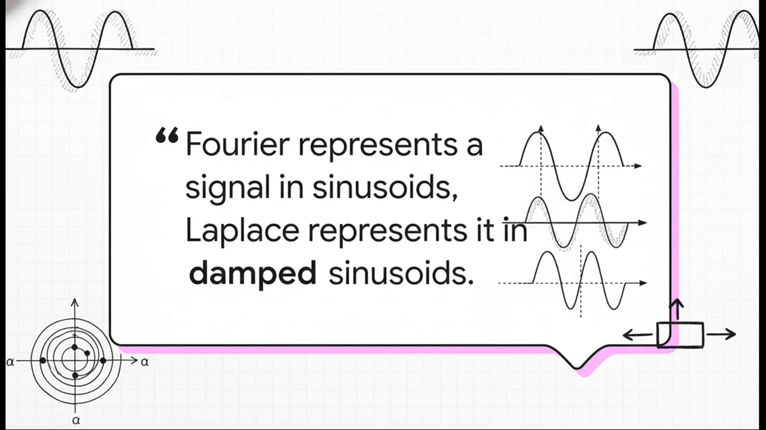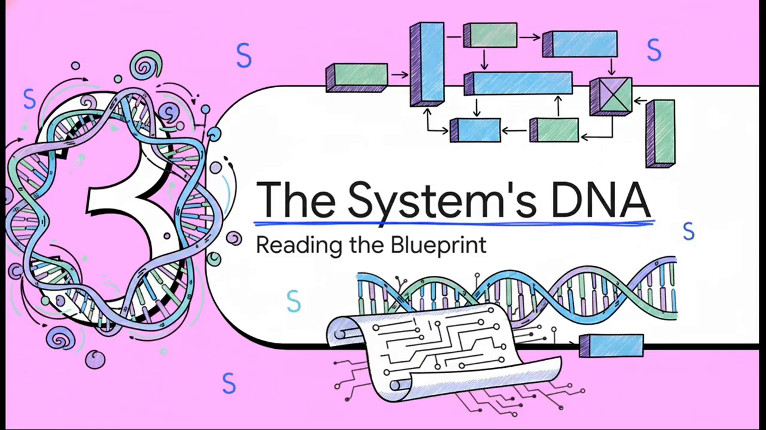Now that omega part, that's just your standard frequency, how fast something oscillates. But the really cool part is alpha. That represents growth or decay, the damping. It lets us analyze not just things that wiggle, but things that grow out of control or fizzle out over time. Okay, so now we're getting to the really cool part, the system's DNA.